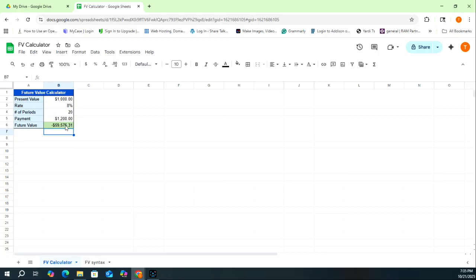$59,575.31. It's showing negative because it's assuming this is like an outflow of cash. But if you don't want that to show up as negative, we just come to the beginning, after our equals sign, and put a negative there. Or you can multiply the whole function by -1.